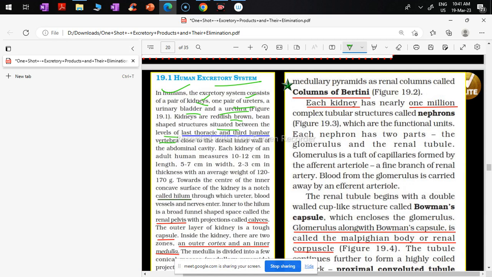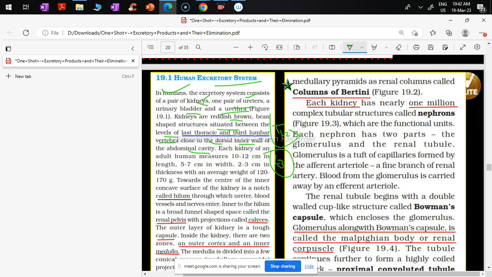Important. Where is the location of our kidneys? Kidneys are situated between the last thoracic and third lumbar vertebra. Last thoracic is T12, and third lumbar vertebra is L3. This is the exact location of the kidney, close to the dorsal inner wall of the abdominal cavity.